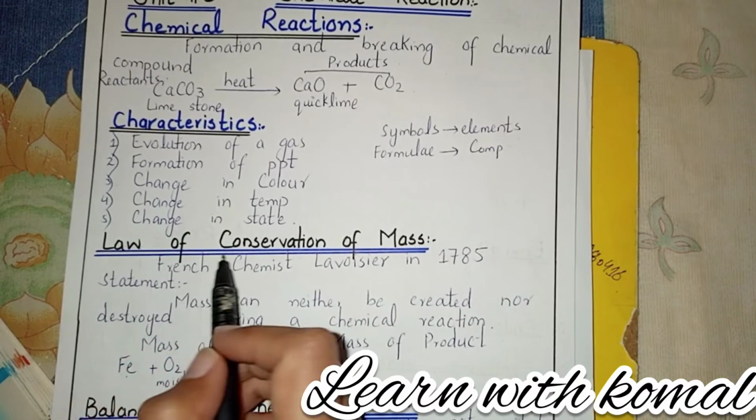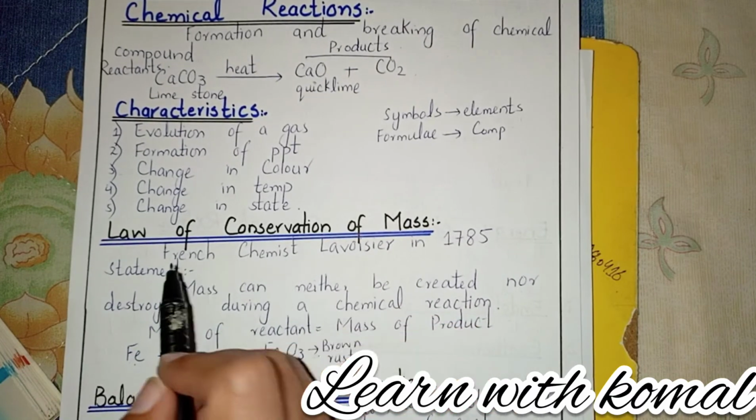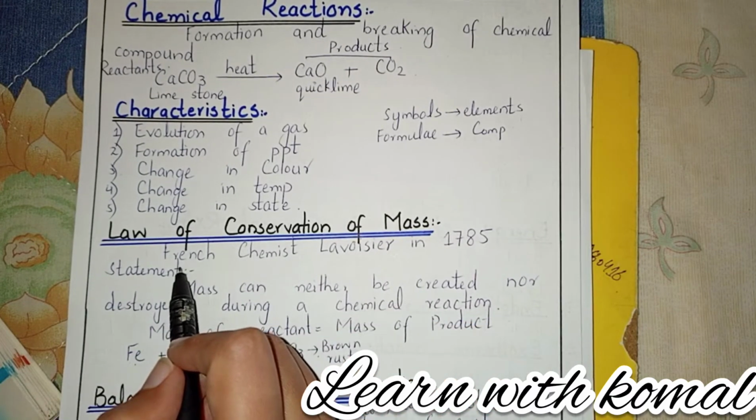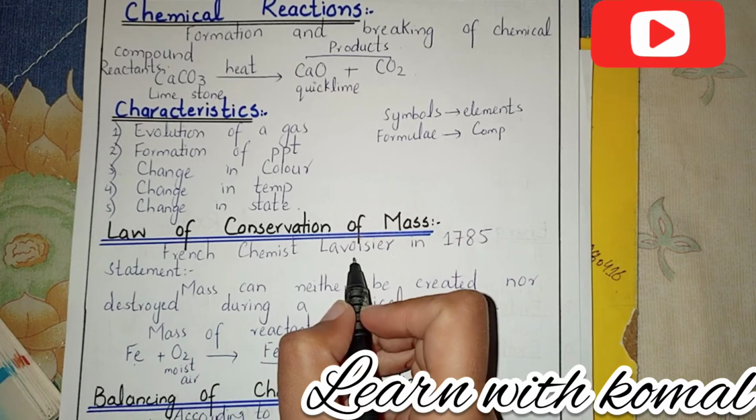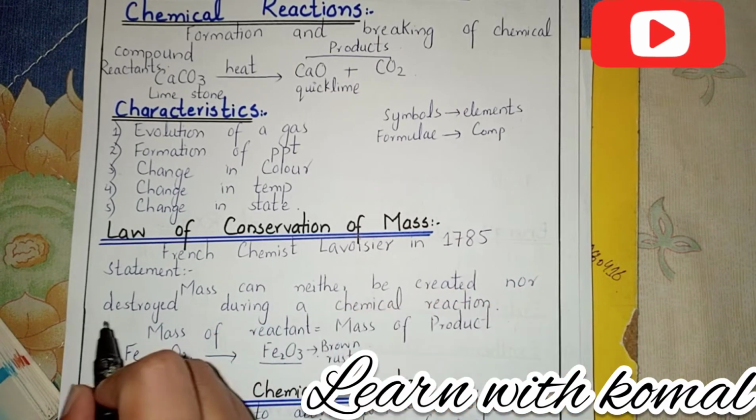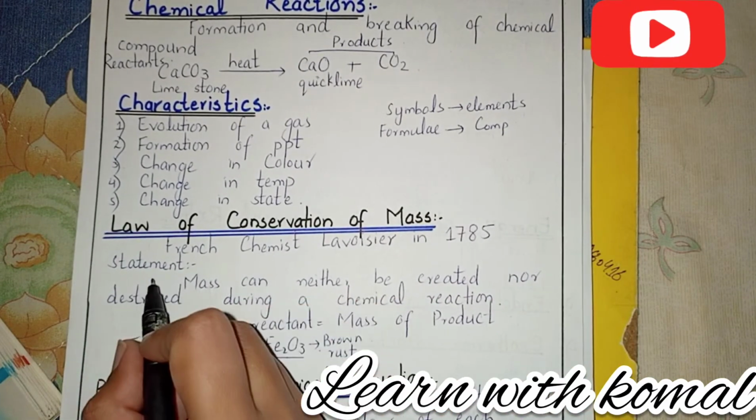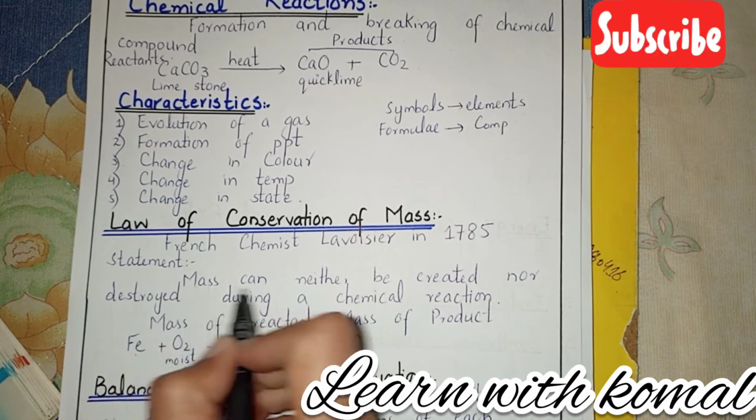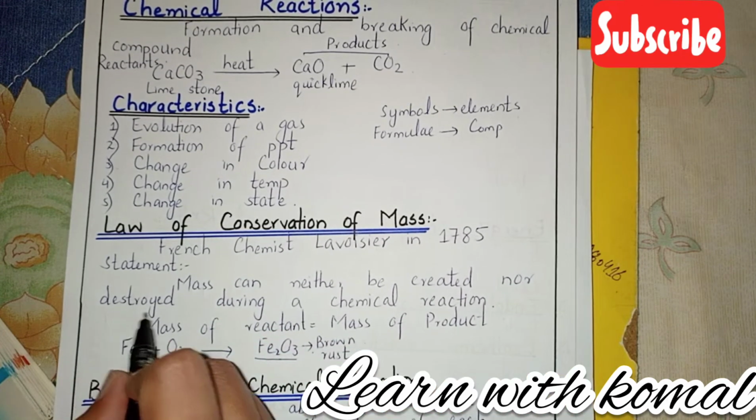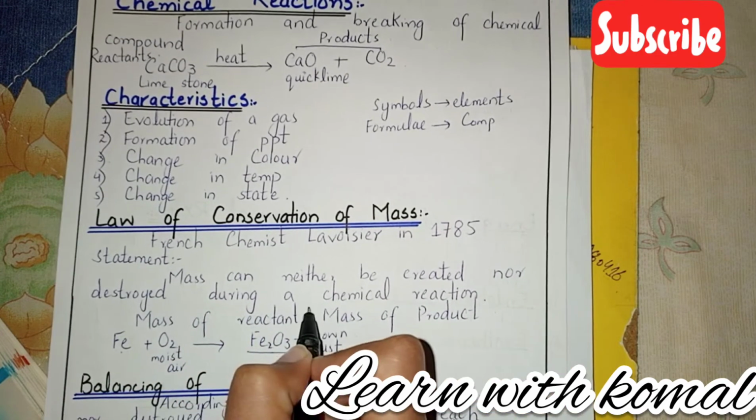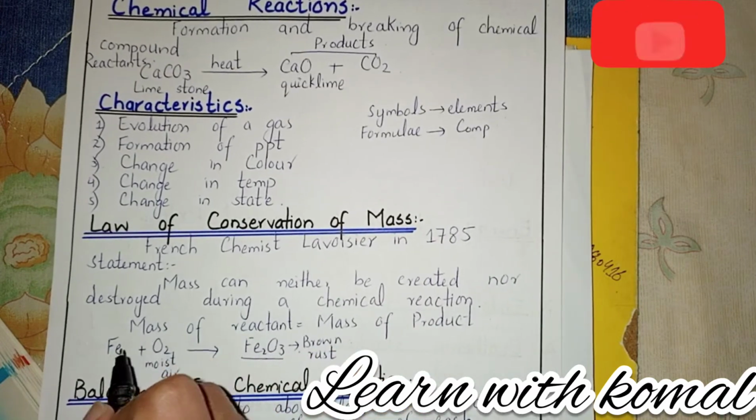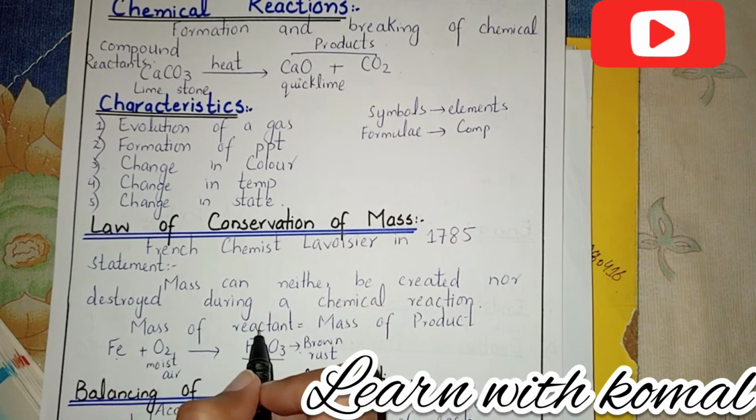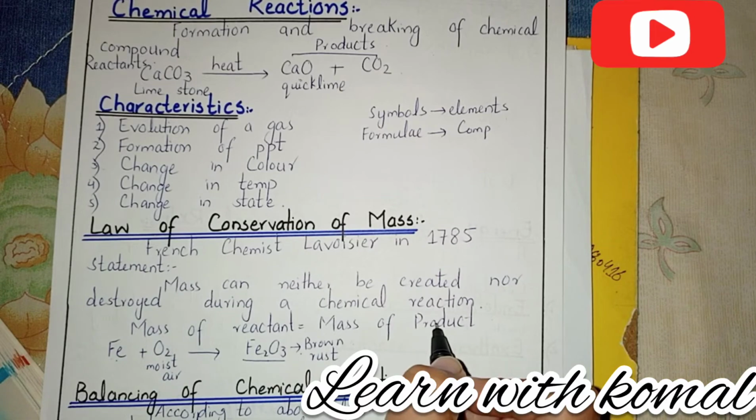Now, the law of conservation of mass. This law was put forward by a French chemist named Lavoisier in 1785. What is the statement of this law? Mass can neither be created nor destroyed during a chemical reaction. It means the mass of reactants will be equal to the mass of products.